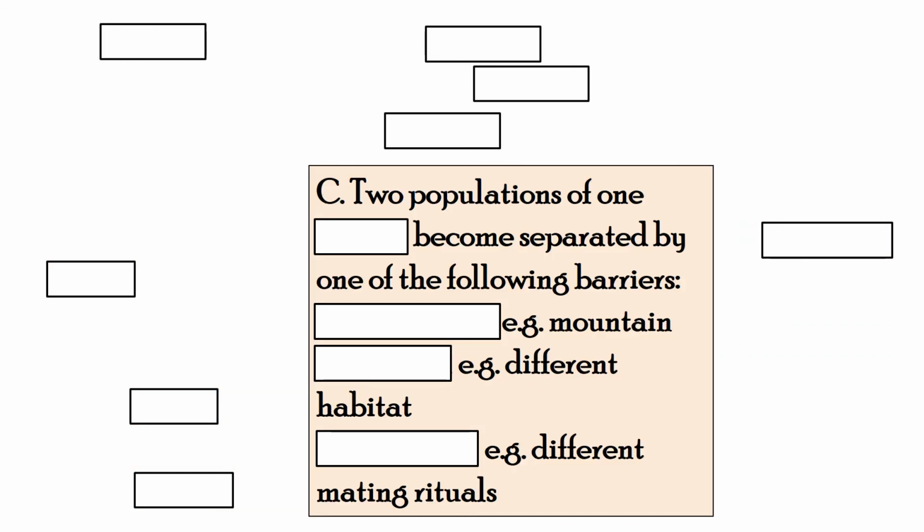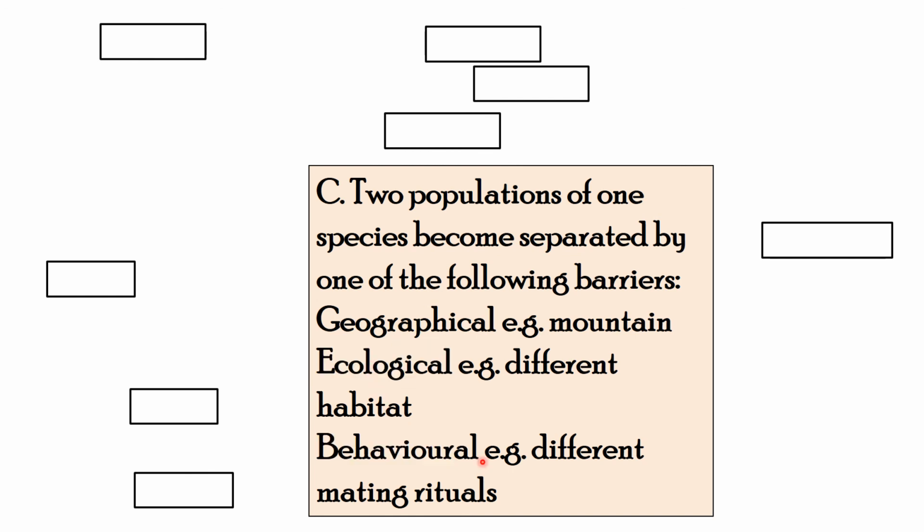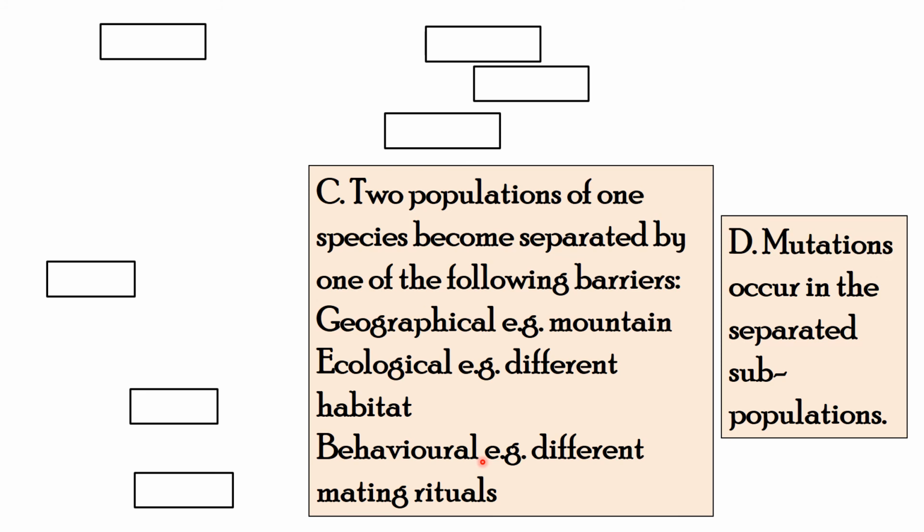So what you should have had first was C. So two populations of one species should be your first one, become separated by one of the following barriers: geographical, e.g. mountain; ecological, e.g. different habitat; and behavioural, e.g. different mating ritual. So C first, then it was D.